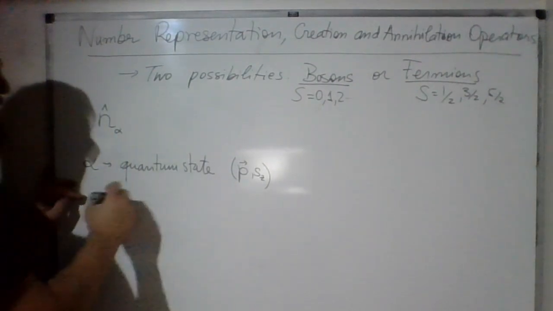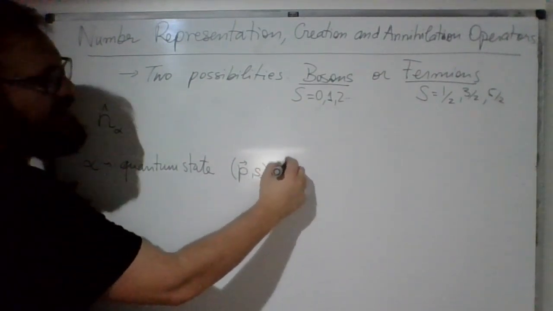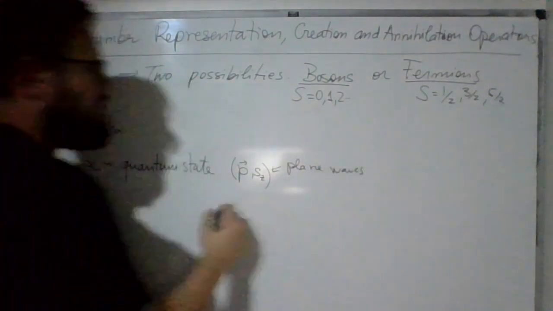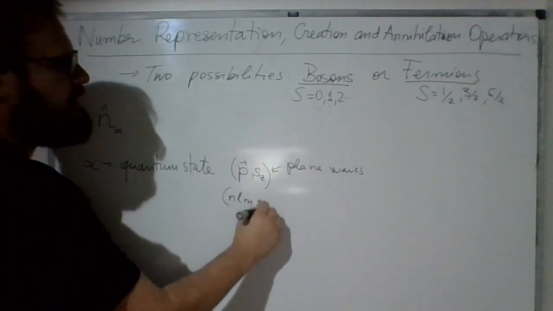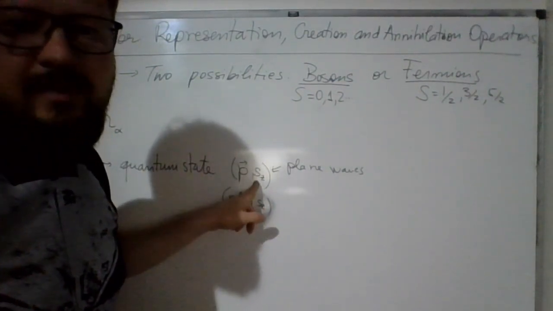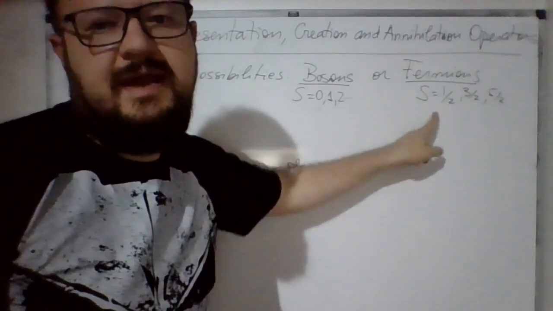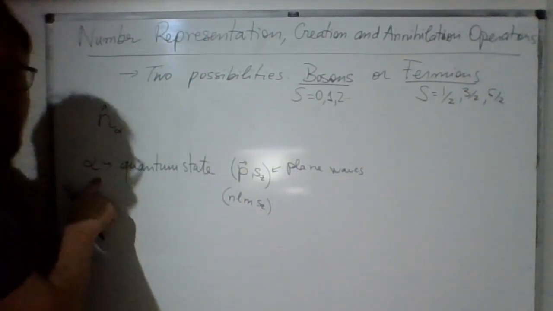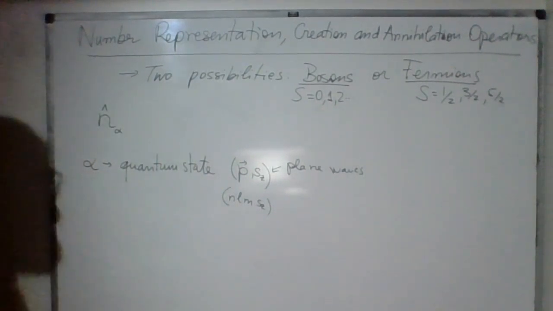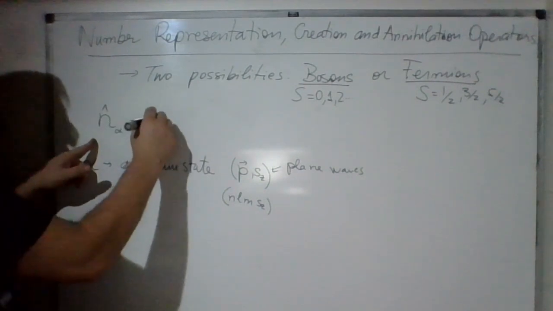So a quantum state would also be atomic orbitals. So this is momentum or plane waves as basis functions. It could be atomic orbitals, so n, l, m, and the spin for a particle. I'm not saying that this is up or down because a particle could be a boson with some higher spin, or a fermion with higher spin than electrons. So the alpha here corresponds to a set of parameters specifying the quantum state of that particle. And this is called the number operator.